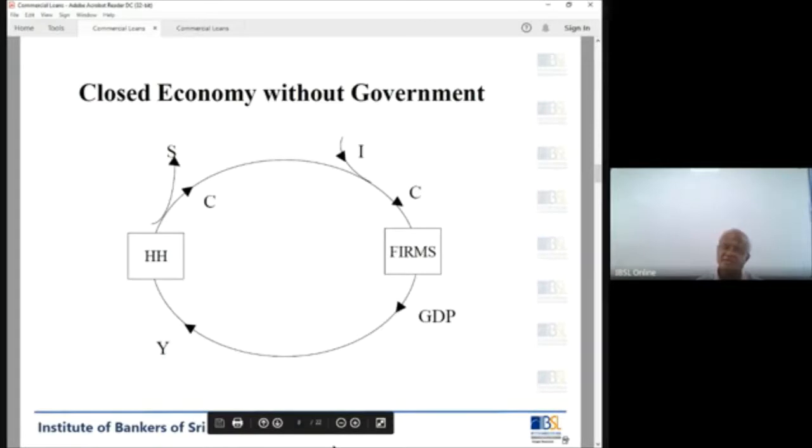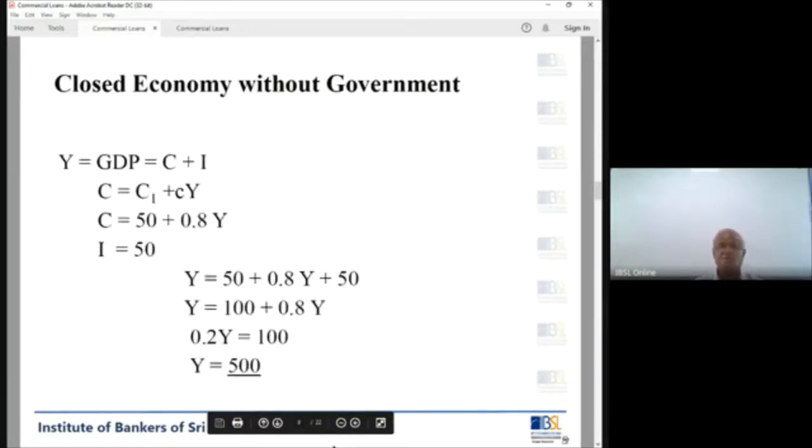Now we have to discuss what is C. Consumption expenditure. Consumption depends on what? Tell me. Household consumption, your consumption depends on what? What are the factors that determine a person's consumption? Yes? Tell me. Consumption depends on what?